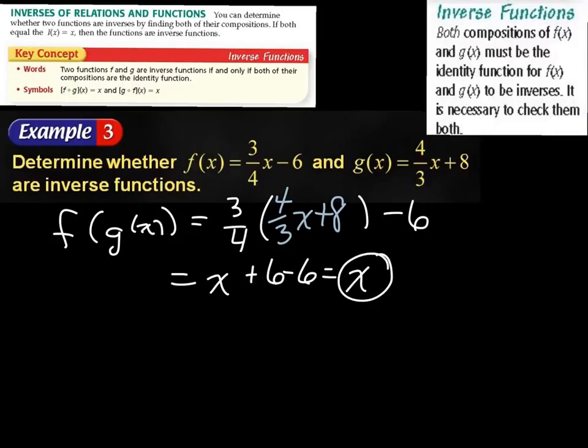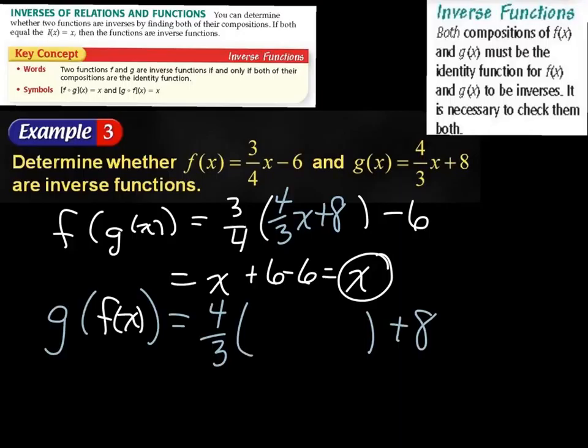Now if I had something other than x there, I could have stopped because it already failed. But since we got half of what we wanted, now we need to go ahead and check both the compositions f of g of x and g of f of x. So when we do g of f of x, we're replacing x in the g function with the f of x function.